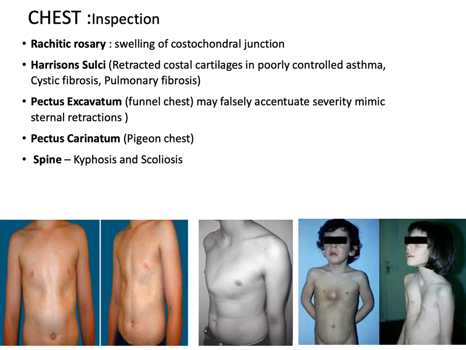Look for presence of signs of rickets like rachitic rosary, that is swelling of the costochondral junction, or presence of Harrison sulci, which is retracted costal cartilage at the level of the diaphragm in poorly controlled asthma, cystic fibrosis, and pulmonary fibrosis. Look also for pectus excavatum, which is funnel chest, which may falsely accentuate severity, mimic sternal retractions, and for pectus carinatum, the pigeon chest, and look for the spine if there is kyphosis or scoliosis.